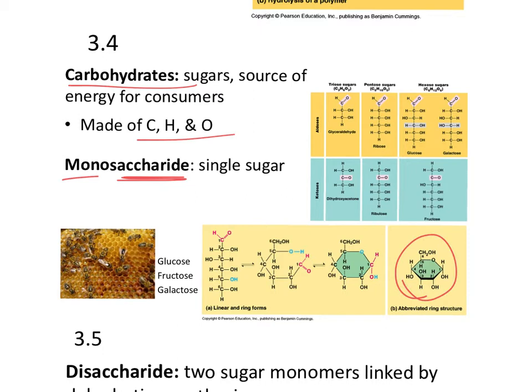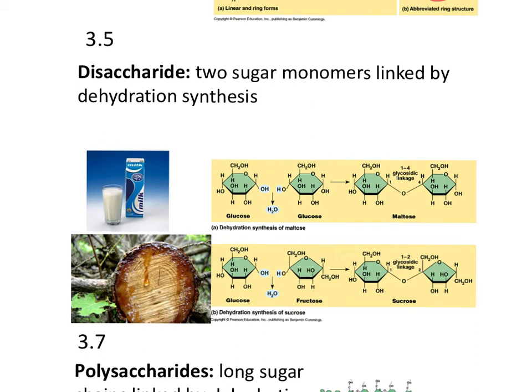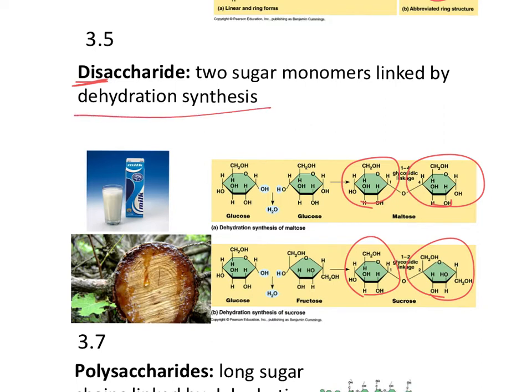Some organisms then will undergo reactions to use those single sugars to build disaccharides. Di meaning two. A sugar made of two units, such as maltose here, or sucrose, or lactose is a disaccharide. So disaccharides are two monomers linked together. How do they get linked together? Through that dehydration reaction. Water is removed, as shown here, to build a polymer. In this case, it's a disaccharide.